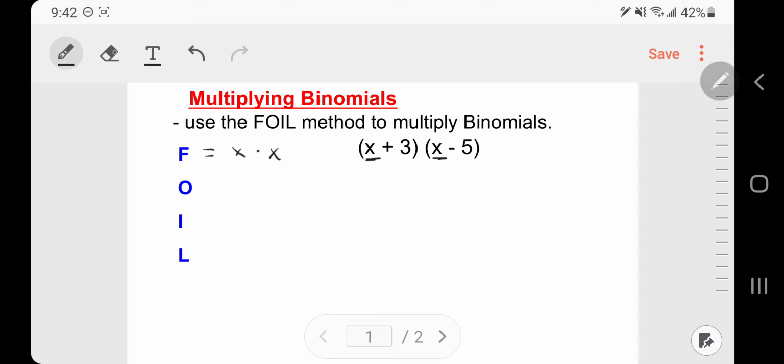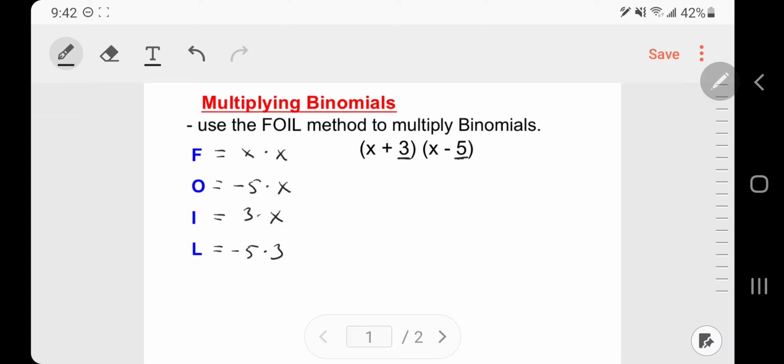Our outer terms are the two outermost terms, so that's x and -5, so that would be -5 times x. The inner terms are the two innermost terms, so here we have 3 and x, so that's going to be 3 times x. And then the last terms, the only things that we haven't multiplied together yet, which would be the last term of each binomial, which would be 3 times -5, or -5 times 3.